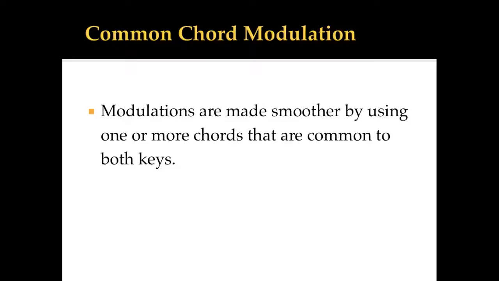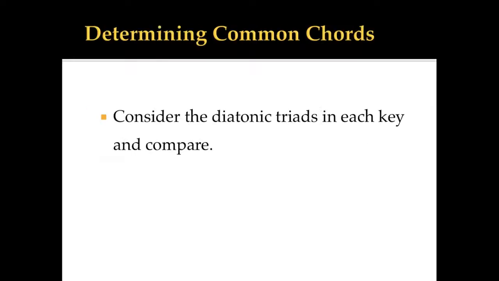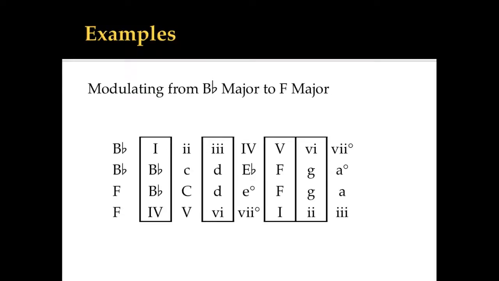Common chord modulations are modulations that are made smoother by using one or more chords that are common to both keys. Now let's figure out how to determine which chords can be common between two keys. Write out the diatonic chords in each key.